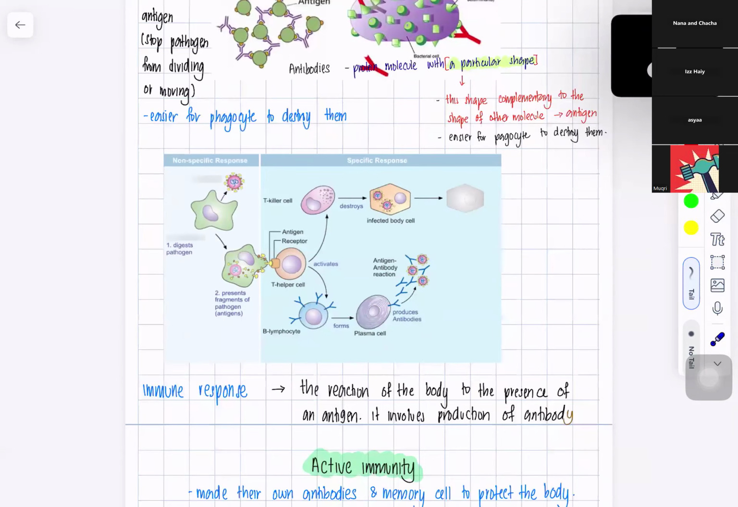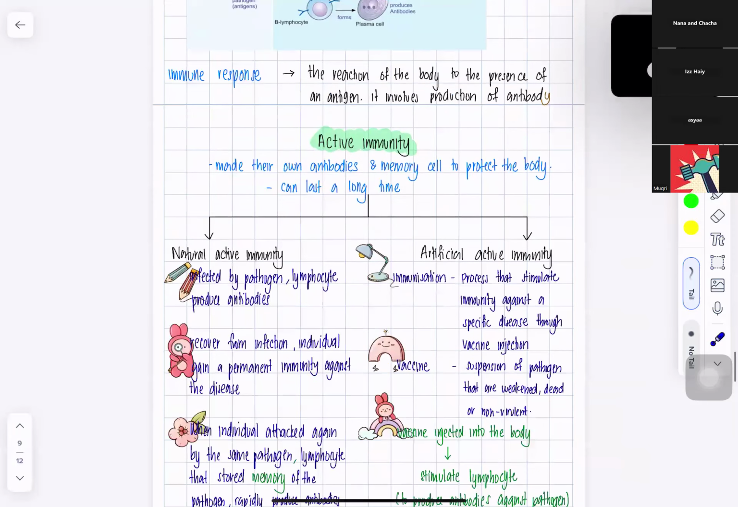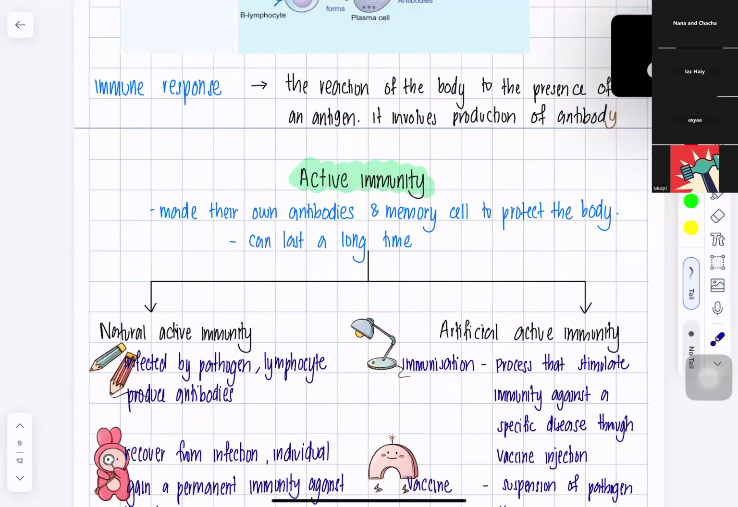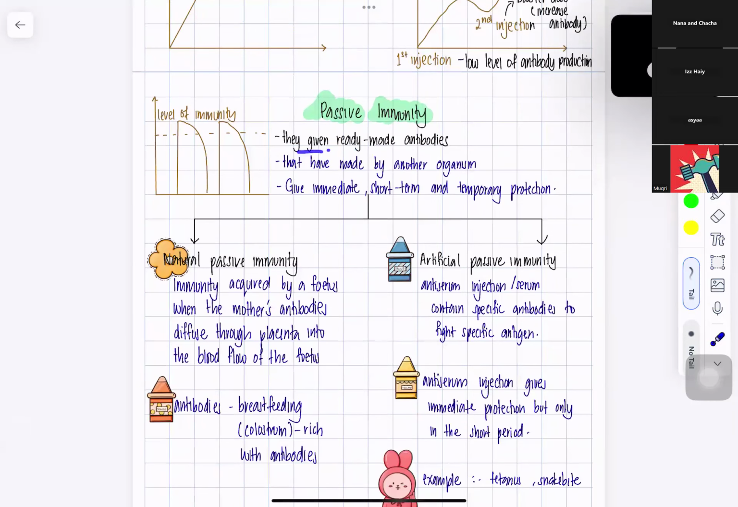All right. So now we go for active immunity. We have active immunity and passive immunity. Active means they make their own antibody and memory cells to protect the body, and it can last a long time. Passive means they are given ready-made antibody made by another organism, which gives immediate but short-term, temporary protection.